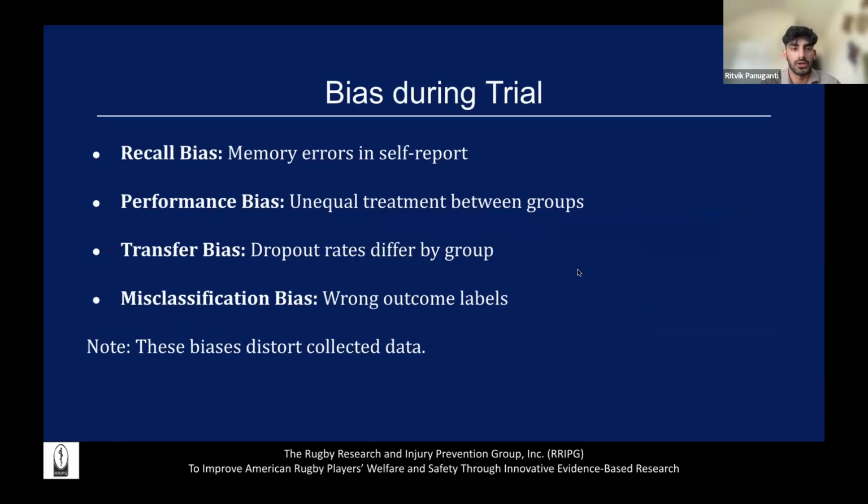Next, you can have bias during a trial. Some examples are recall bias, where there are memory errors in self-reporting. Then there's performance bias, where there's unequal treatment between groups in the study. Then there's transfer bias, where dropout rates differ by group. And there's also misclassification bias, where there are wrong outcome labels on the results. These biases distort collected data.